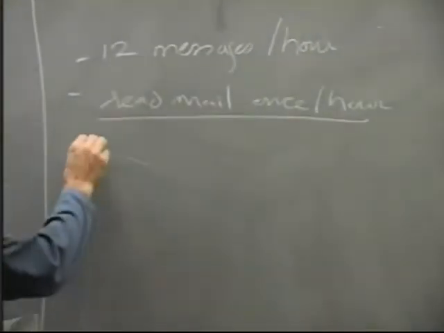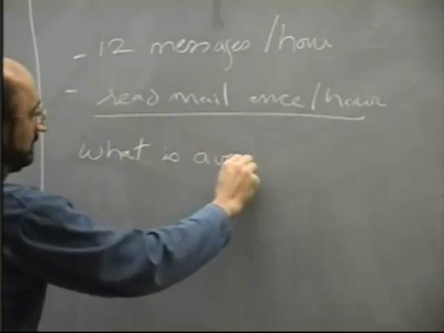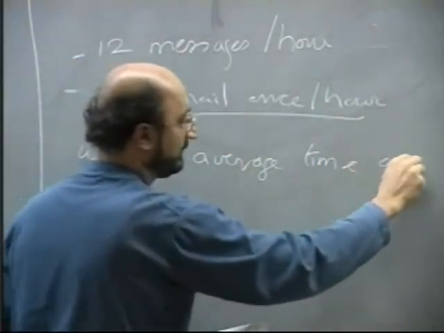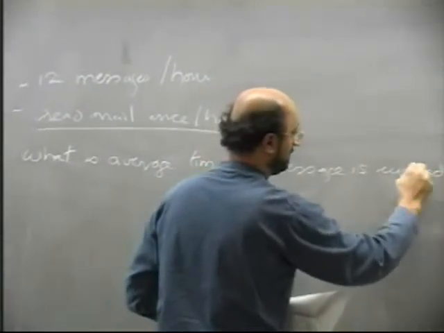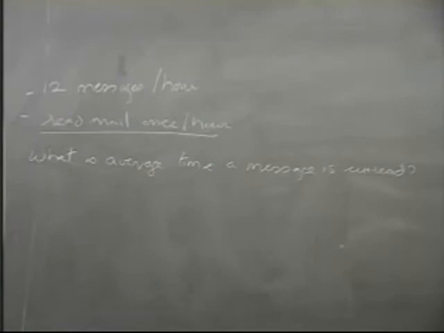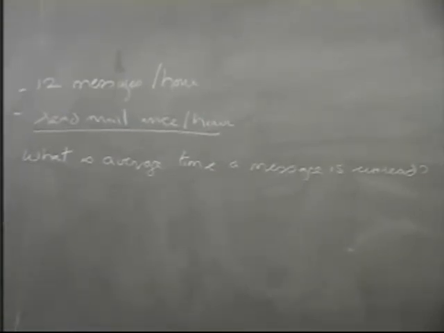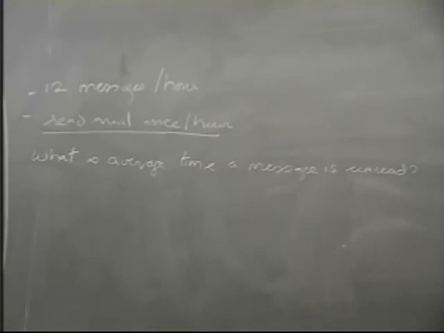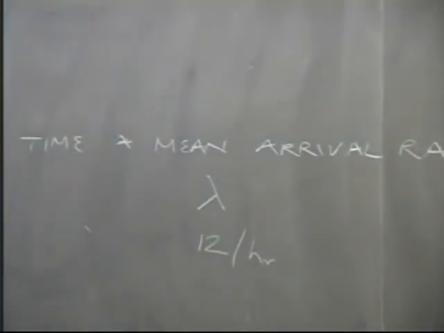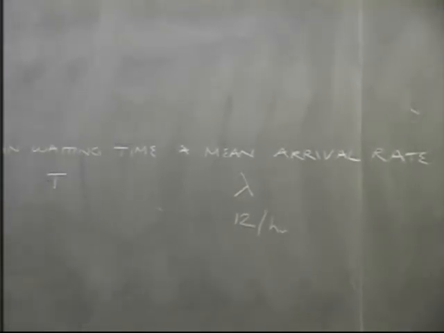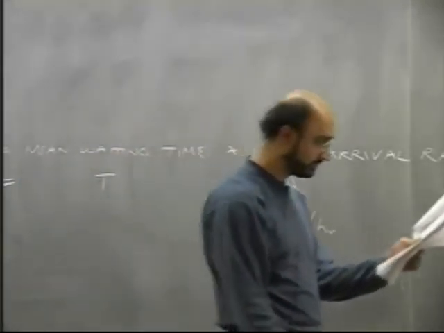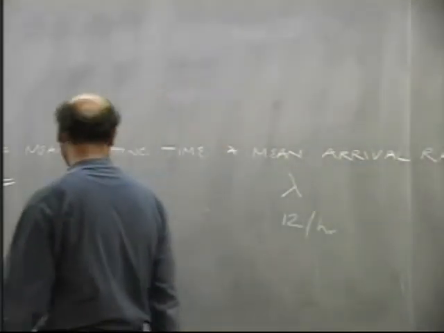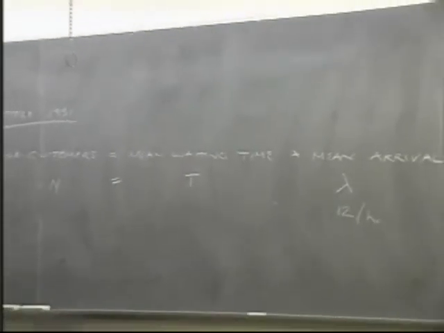And what you're saying is, what is the average time a message is unread? Okay, now it turns out that this one you can solve quite intuitively, but let's just use Little's law anyway. All right, so we have 12 messages an hour, so our mean message arrival rate is 12. In fact, it is deterministic. 12 an hour is my arrival rate, and I read mail once an hour. So the mean number of unread messages, okay, is what?